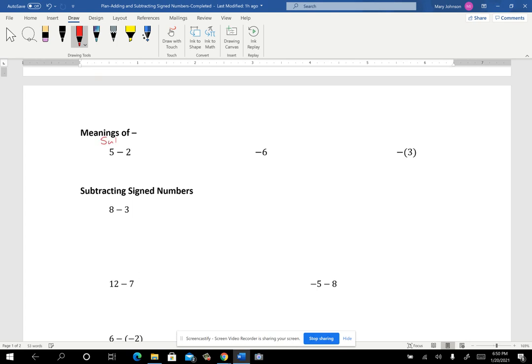So it can mean subtraction. It can mean that you got a negative number. Or it can be more of an action. It can be taking the opposite, or the additive inverse. Taking the opposite of a number. Okay, so it can mean subtraction, 5 minus 2, 5 take away 2, the difference of 5 and 2.